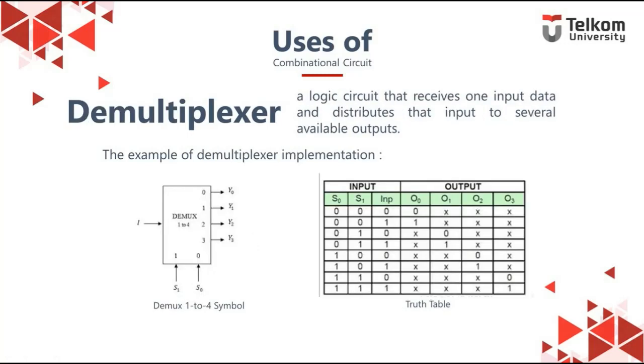Okay. The next one is the demultiplexer. The demultiplexer is a logic circuit that receives one input data and distributes that input to several available outputs. So there is one input and there are two conditions S1 and S0, and then there are 4 outputs. This is an example of 1 to 4 demultiplexer.